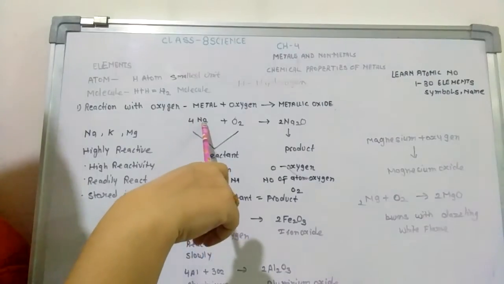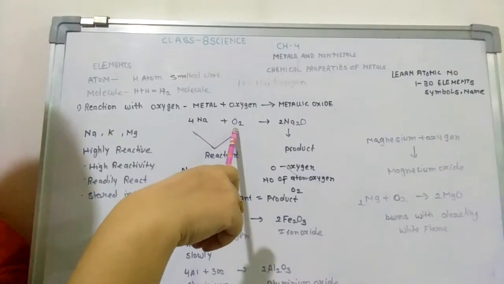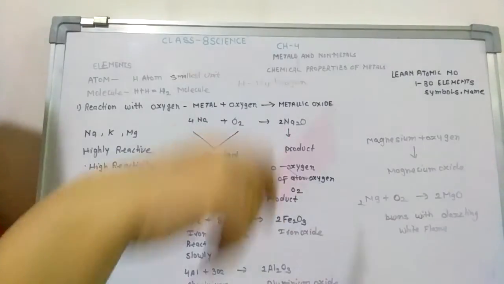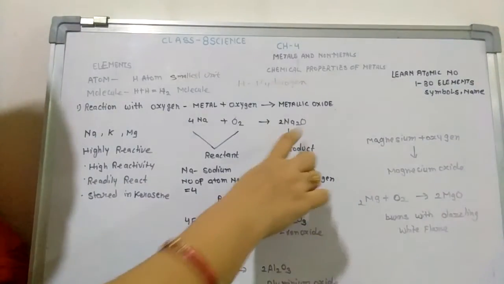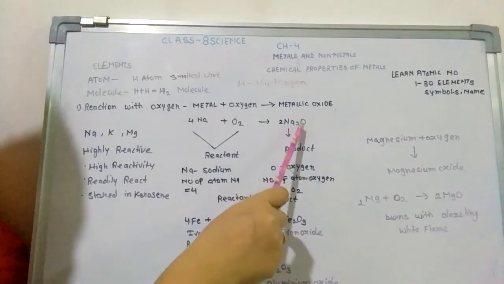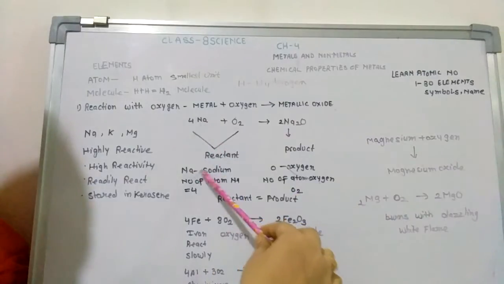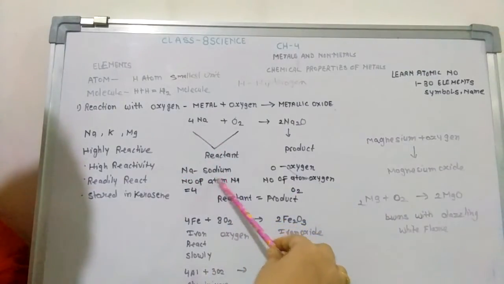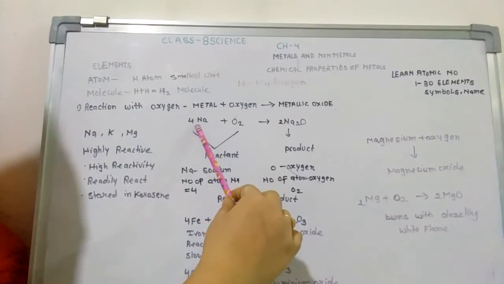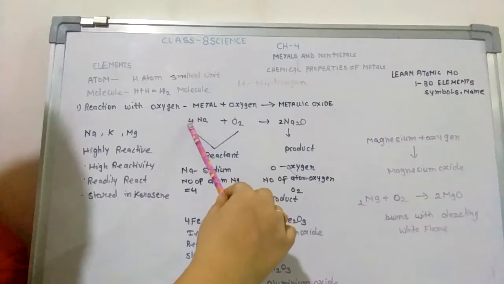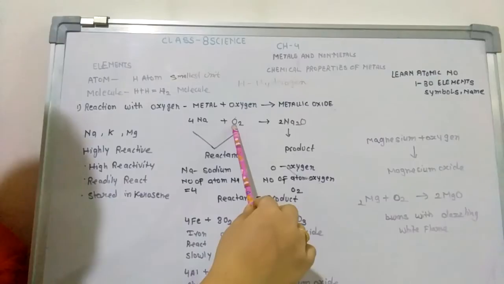Na is the symbol of sodium. O2 means oxygen gas. When sodium reacts with oxygen, it forms sodium oxide. Na2O is the formula of sodium oxide. Here Na is the symbol of sodium, and the number of sodium atoms is 4. That means in this reaction 4 atoms of sodium are involved, and 2 atoms of oxygen are involved.